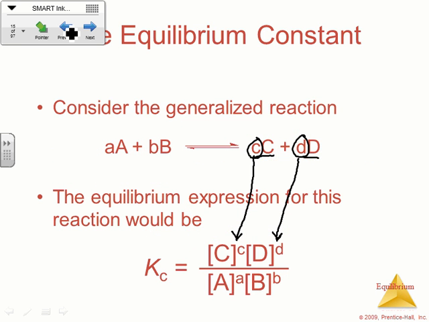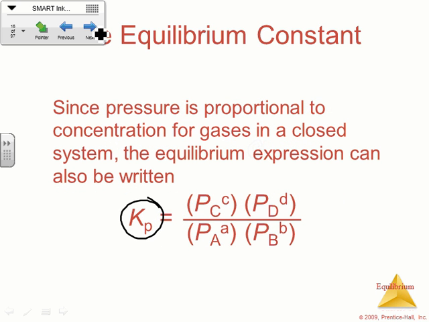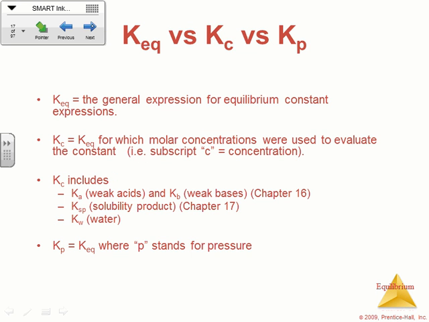Now notice, for the concentrations, this is a Kc. For the pressures, this is a Kp. All right? So either way is an acceptable way of writing an equilibrium expression. So Keq versus Kc versus Kp. This can be a little confusing sometimes. Keq is just the general equilibrium constant. Okay?